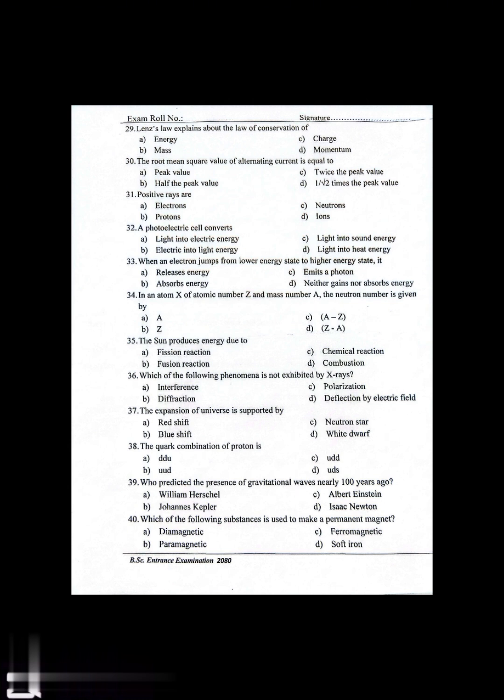33. When an electron jumps from lower energy state to higher energy state, it A. Emits energy, B. Absorbs energy, C. Emits photon, D. Neither gains nor releases energy. 34. In an atom X of atomic number Z and mass number A, the neutron number is given by A. A, B. Z, C. A minus Z, D. Z minus A.